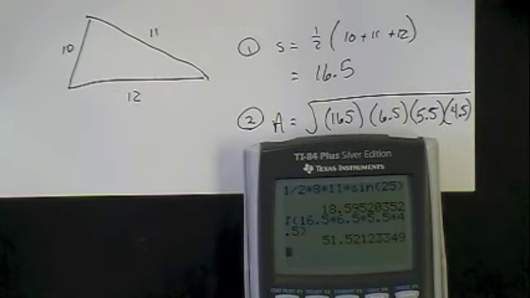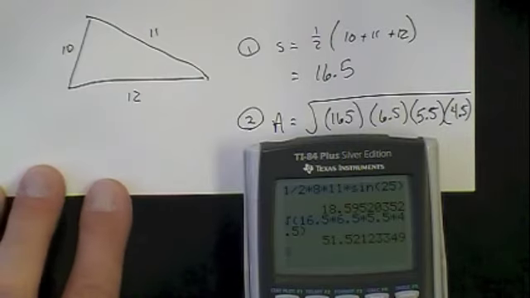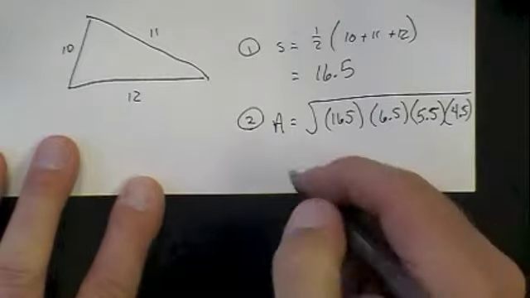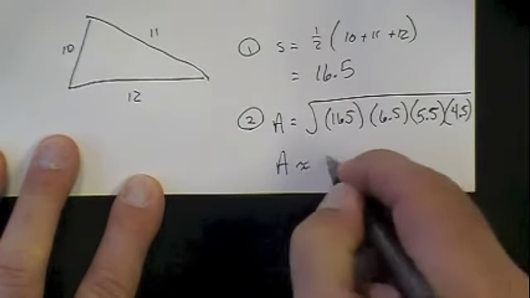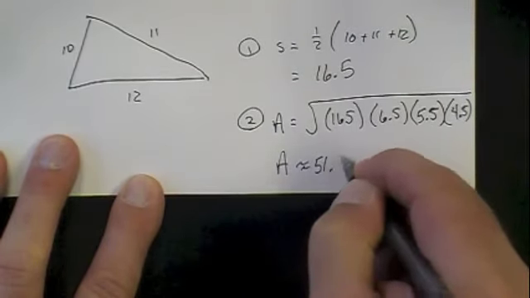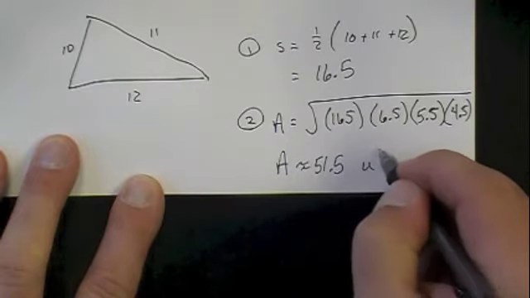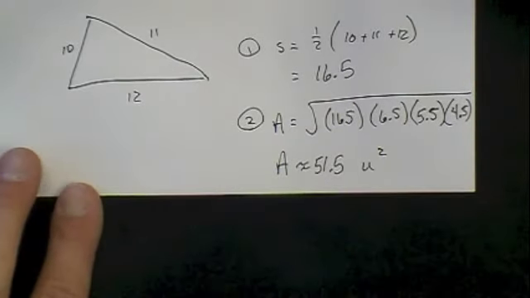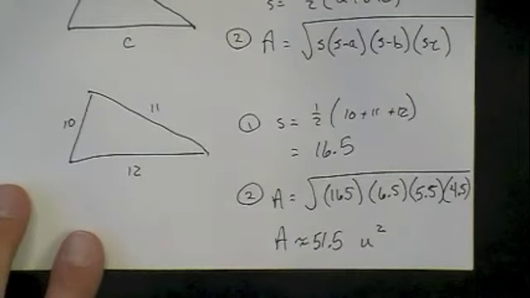And we find that the area of that triangle is approximately 51.5 units squared. And there's two methods for finding the area of triangles.